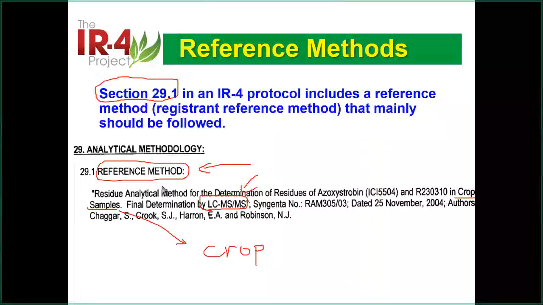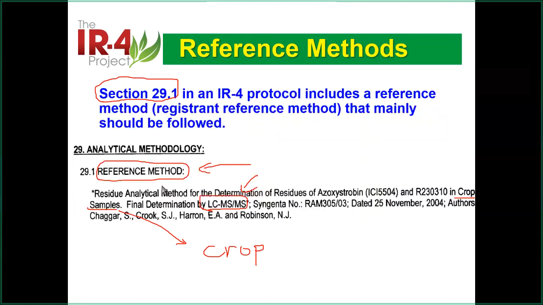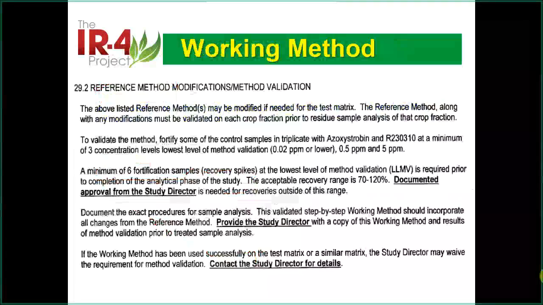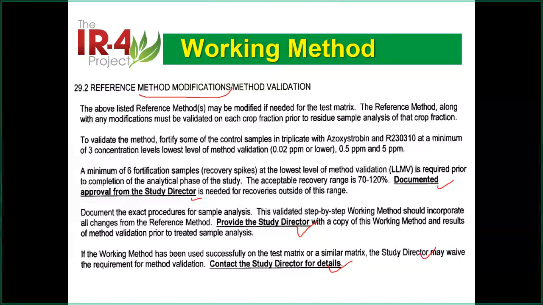So we are talking about the method validation, then we talk about the working method. And you see, we said a lot of times talking to the study director. This is very important. This is a GLP requirement. So when we do the method modification, we are changing the method because each lab is different. Okay, so you have to do that.